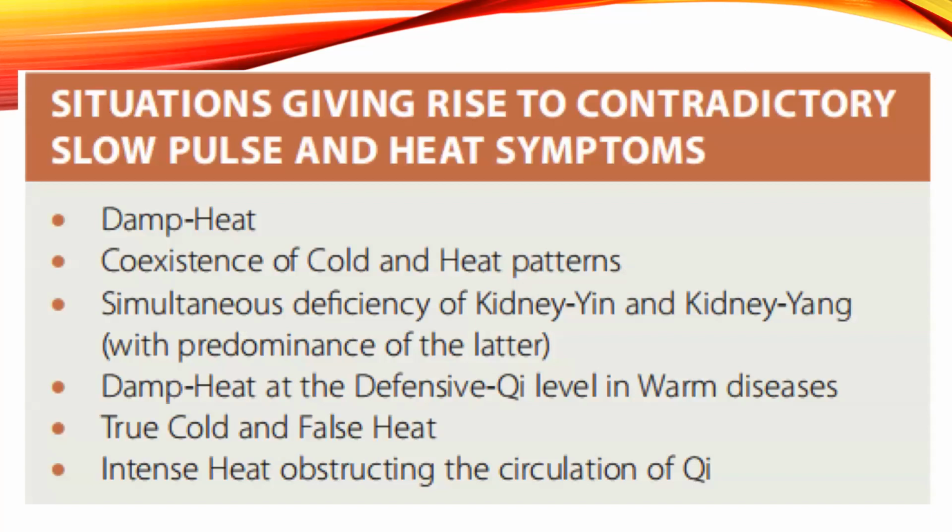Situations giving rise to contradictory slow pulse and heat symptoms: damp heat, coexistence of cold and heat patterns, simultaneous deficiency of kidney yin and yang with predominance of the latter, damp heat at the defensive qi level in warm disease, true cold and false heat, and intense heat obstructing the circulation of qi. So yun po yung nagkakaroon ng mga slow pulse and heat symptoms.